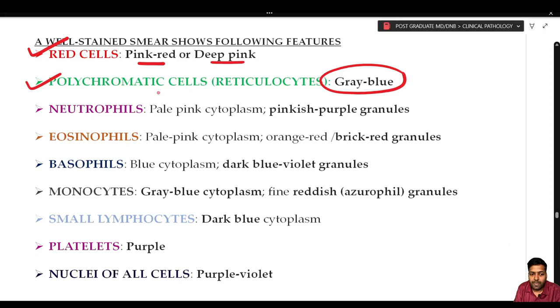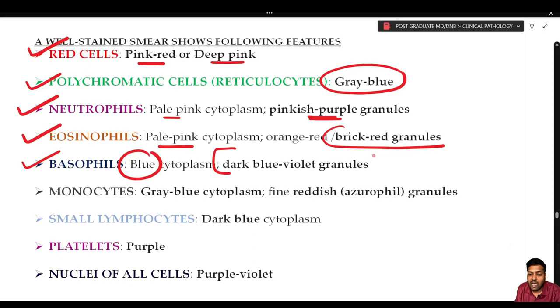The neutrophils have a pale pink cytoplasm with pinkish purple granules, or light pink granules, or lilac granules. The eosinophils also have a pale pink cytoplasm with orange red or brick red granules. Basophils have a blue cytoplasm, but the important feature is the presence of dark blue violet granules. Monocytes have a grayish blue cytoplasm with cytoplasmic vacuolation and very fine reddish granules.